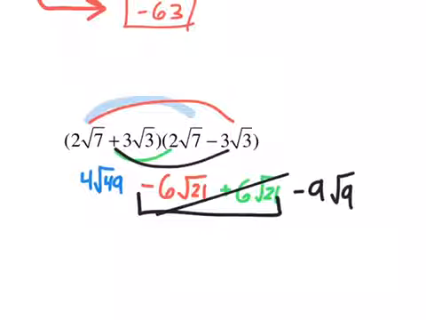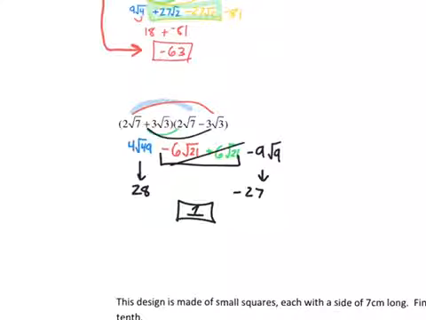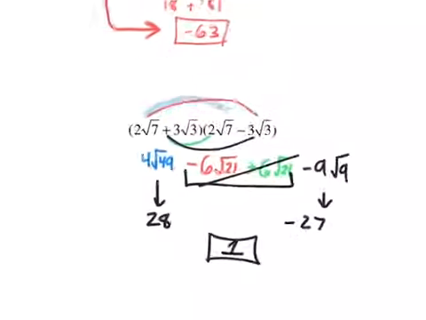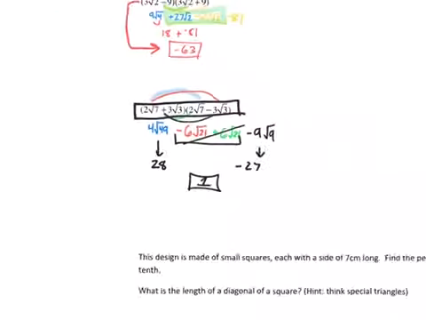Those cancel. That's 4 times 7 for a 28. That's negative 9 times 3, which is a negative 27. This gives us a value of 1. Alright, now, once again, you could type that whole original expression into your calculator, and you should be able to verify that you do, in fact, get the answer of 1.